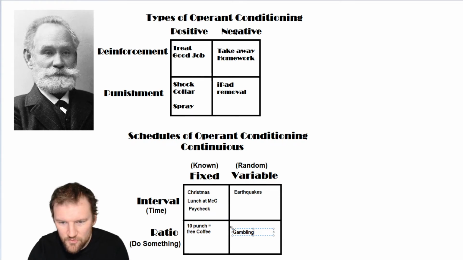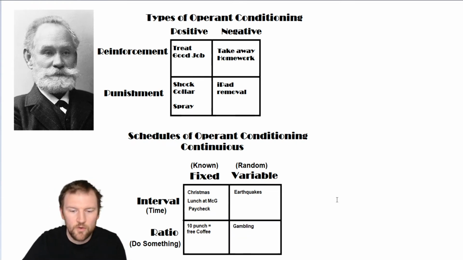All gambling would fall here. So in order to win at slot machines, you have to play slot machines. Every time you put a quarter into a slot machine or your card or whatever you do and press that button, you may or may not be rewarded. That would be ratio. You actually have to press that button to possibly win at slots, and variable because you don't know if you're going to win.